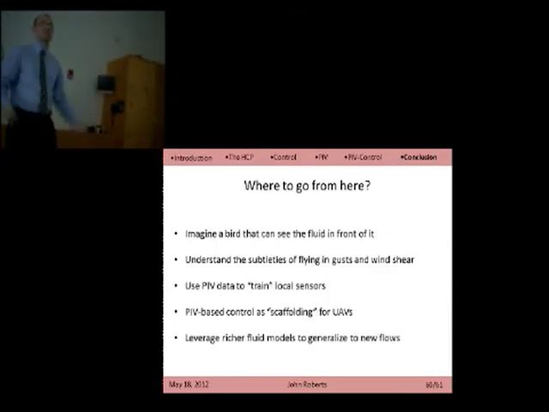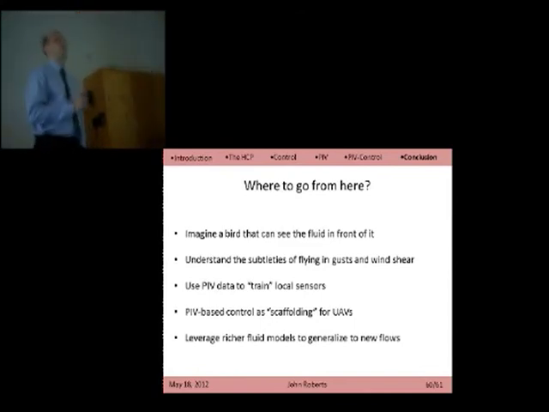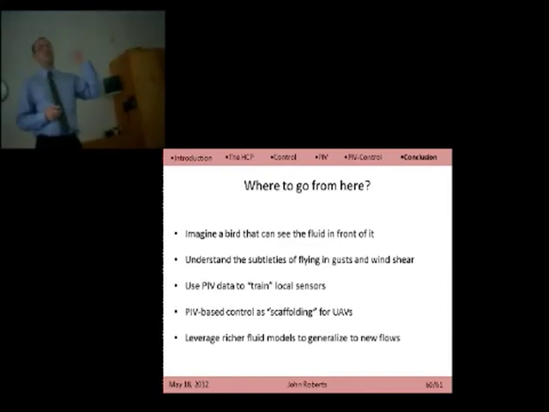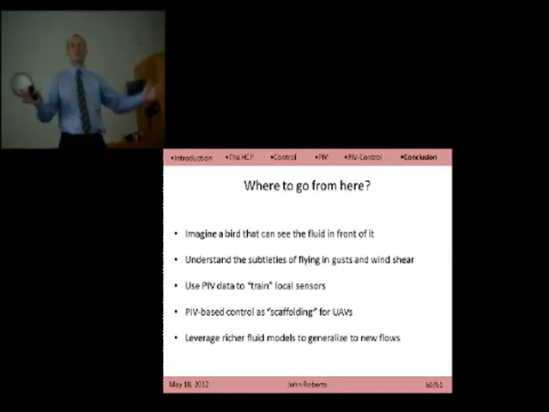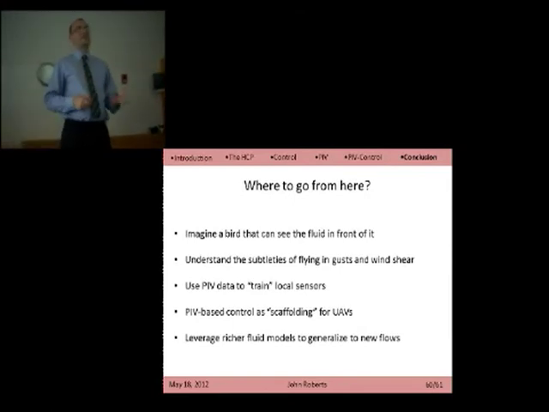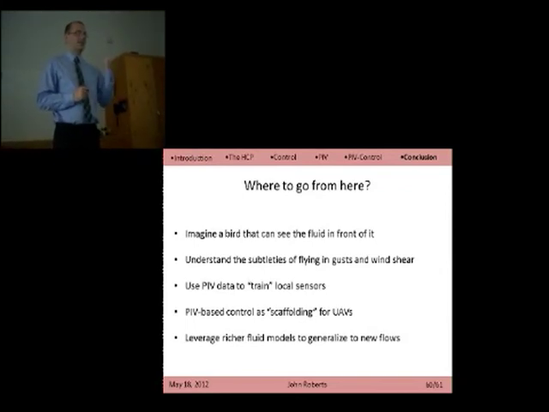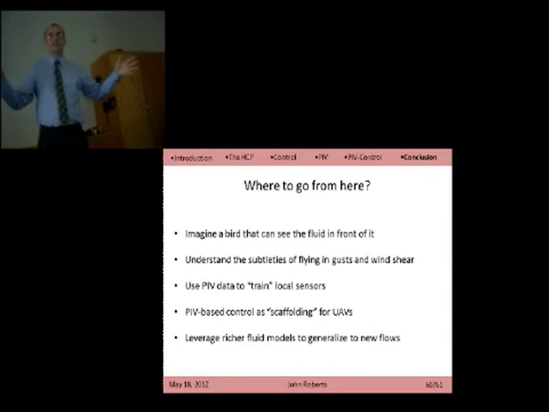And then, what are the future directions? I think there are a lot of exciting ones. Imagine a bird that can see the fluid upstream, the fluid in front of the bird. Imagine if it could compensate for the disturbances and gusts of wind before it felt them. The study of that kind of problem could really give a handle on the subtleties of interaction between a gust or a fluid disturbance and the body in flight.